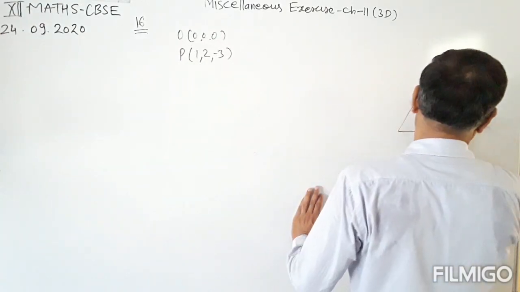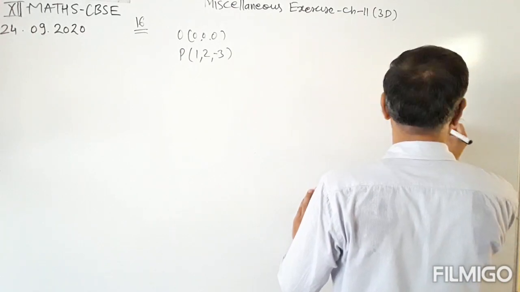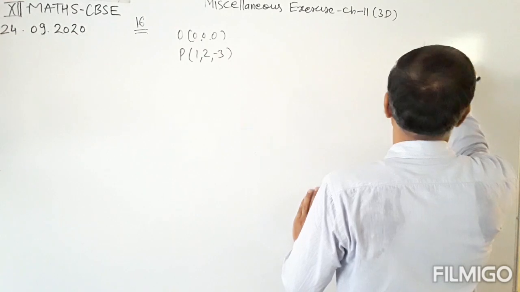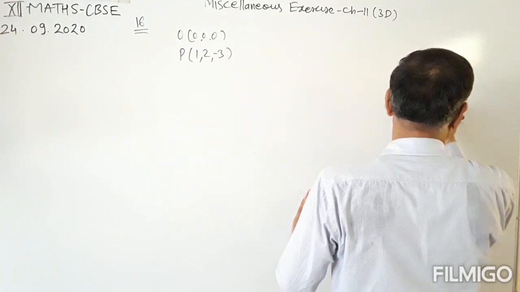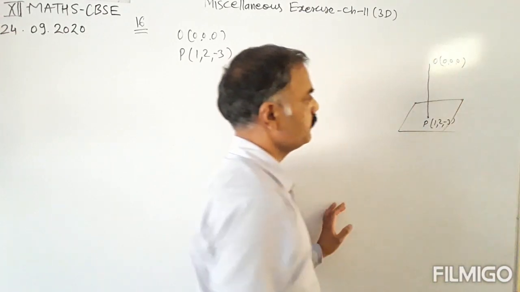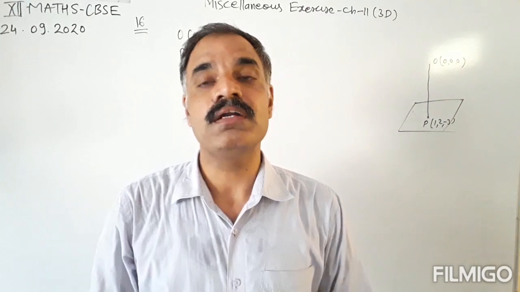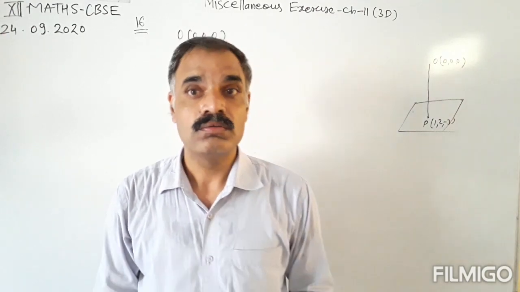So this is the plane and point P is (1, 2, -3). And this is the origin (0, 0, 0). So we have to find the equation of the plane which is passing through the point P (1, 2, -3) and perpendicular to the line OP.